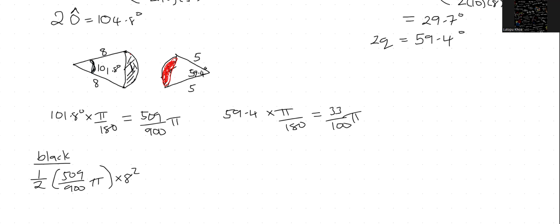And then we subtract the area of the triangle, which is a half r squared, the radius squared, times sine of 101.8 degrees. My calculator is in degree mode, and because I'm using sine and this angle is in degrees, I can leave it like that. I can also write sine of 509 over 900 pi, but when I type it in on my calculator, I need to make sure my calculator is in radian mode.